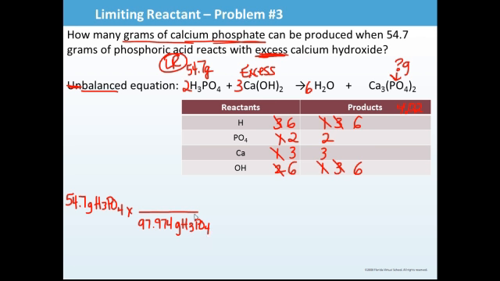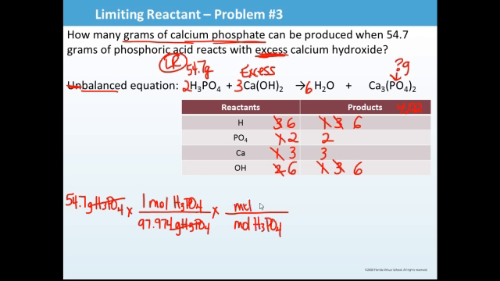That's using the periodic table. We have 3 hydrogens, 1 phosphorus, and 4 oxygens. Remember that molar mass is the mass in grams of 1 mole of your substance. I now have moles of phosphoric acid, but remember I have to get to calcium phosphate, so I'm not done. So whatever unit I have up top there, I have the same unit down here.